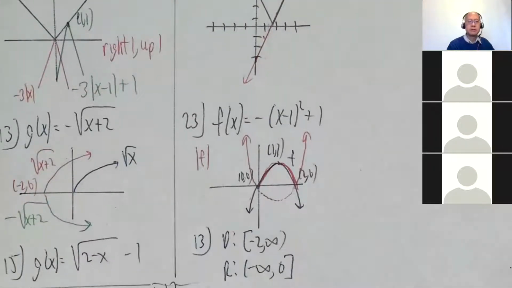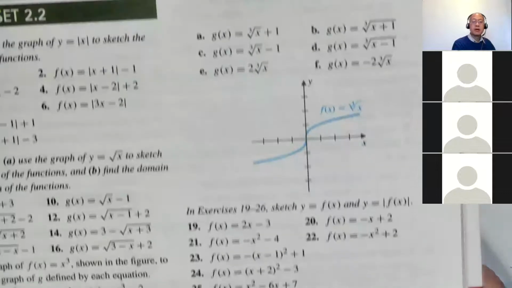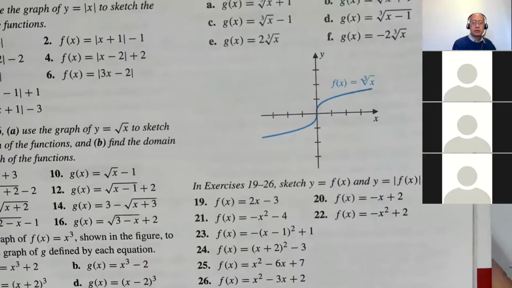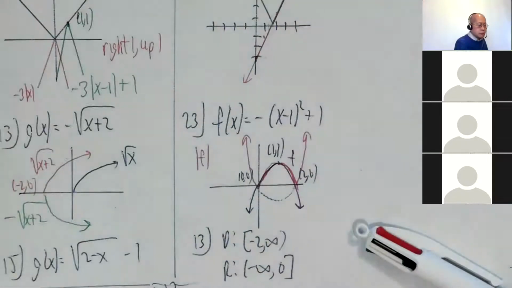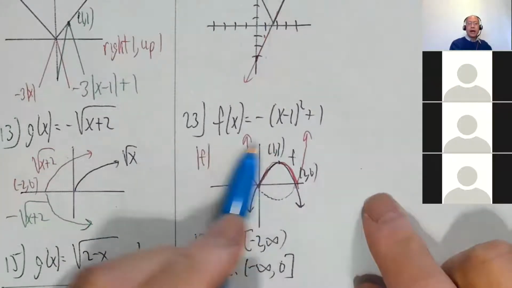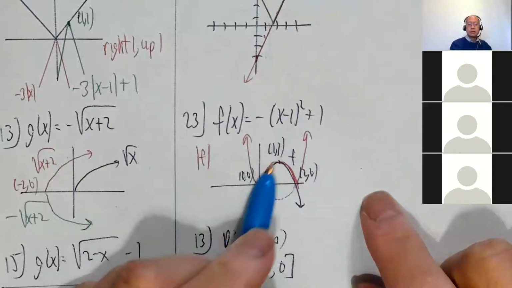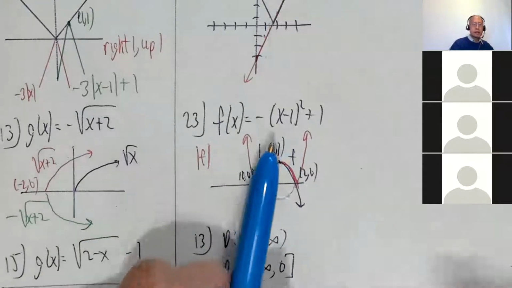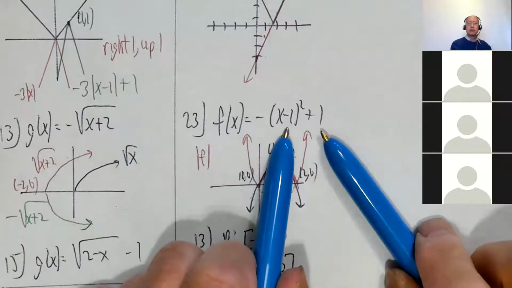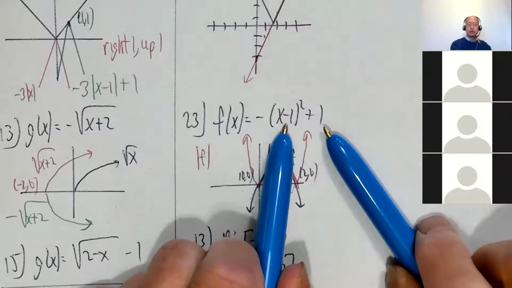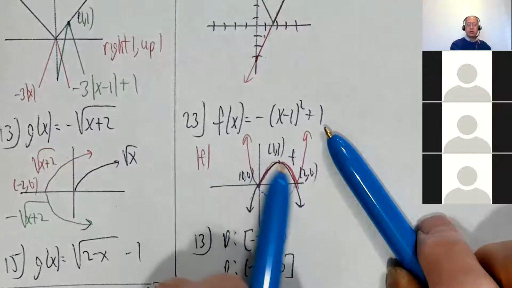Okay, 23. Negative parentheses x minus 1 squared plus 1. Graph f and absolute value of f. Okay, I know what x squared looks like. Negative x squared opens down. And what about these two? 1 to the right, 1 up. So the vertex, which used to be 0, 0, is now at 1, 1.